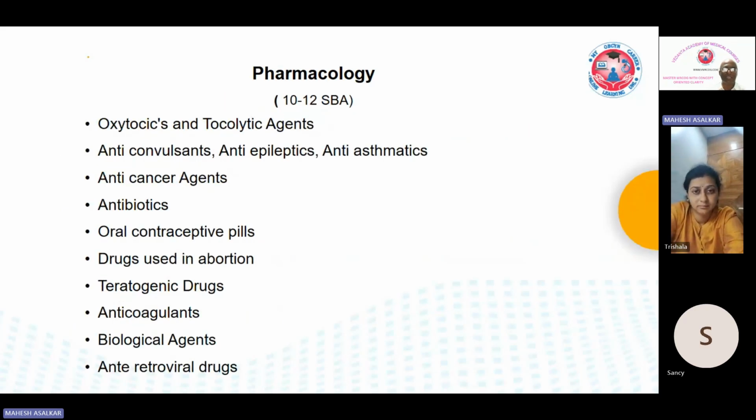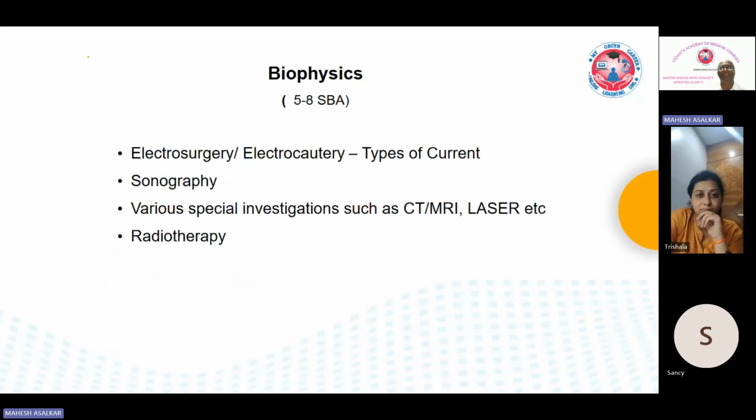Pharmacology, around 10 to 12 SPAs are there, in which the drugs covered are oxytocics, tocolytic agents, anticonvulsants, anti-epileptics, anti-asthmatics, anti-cancer agents, antibiotics, oral contraceptive pills, drugs used in abortion, teratogenic drugs, anticoagulants, biological agents, and antiretroviral agents. We are going to cover everything in detail.